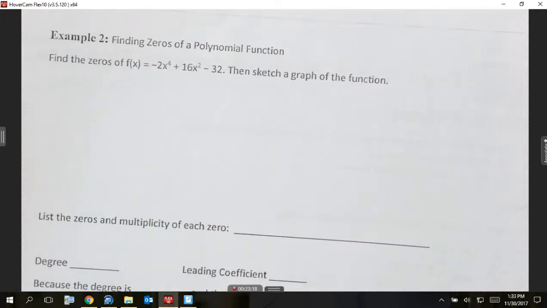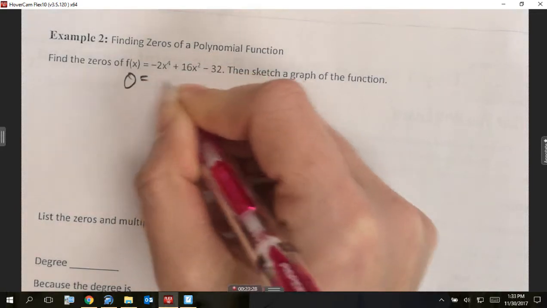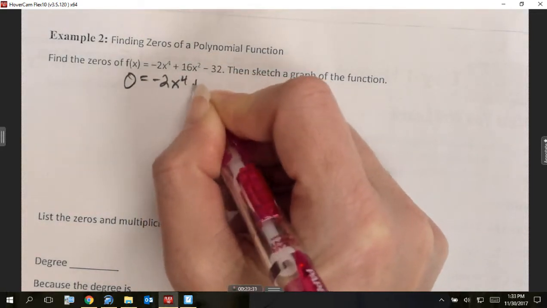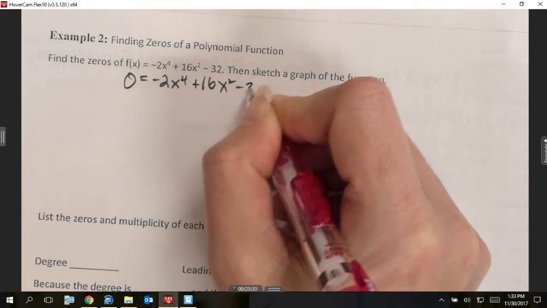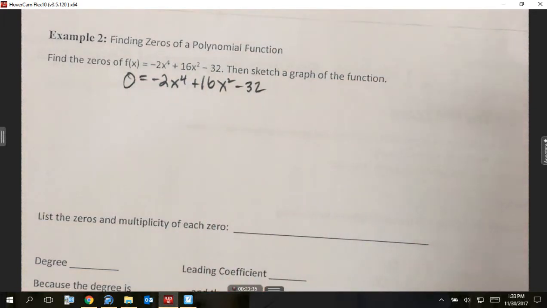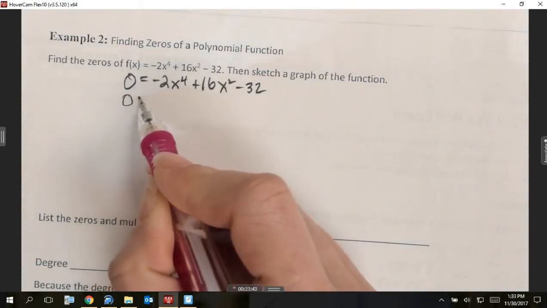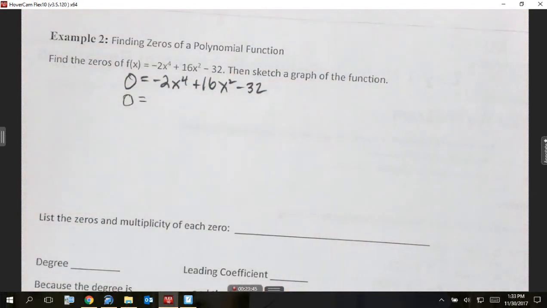So this one says find the zeros. How do I do the equation if I'm finding the zeros? Get rid of f of x and make it 0 equals negative 2x to the 4th plus 16x squared minus 32. So we're going to find the zeros and we're going to sketch the function. We're going to do this by factoring because that's all we've learned so far. So is there a GCF? What is it?